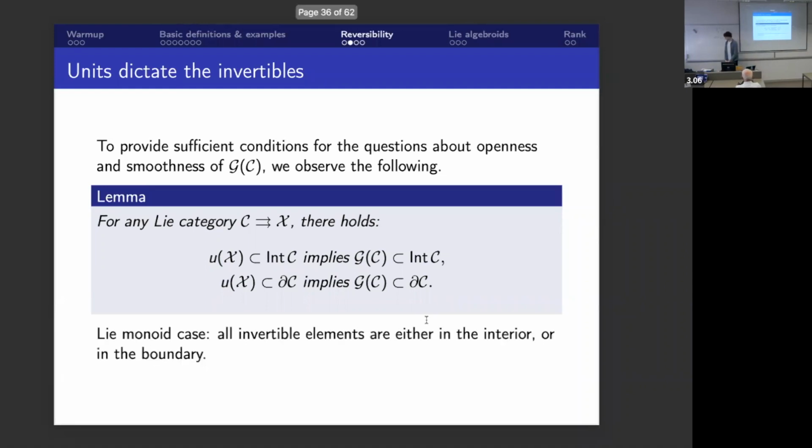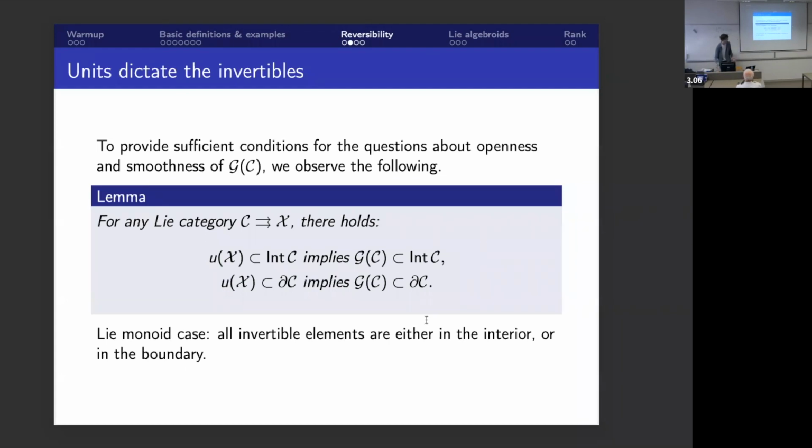And this is basically the proof of this lemma. What happens in the case of Lie monoids is really simple, because now you have only one unit. Where can it lie? It can be either in the interior or on the boundary. So this literally means all the invertible elements of a Lie monoid must either be in the interior or in the boundary. If you agree.